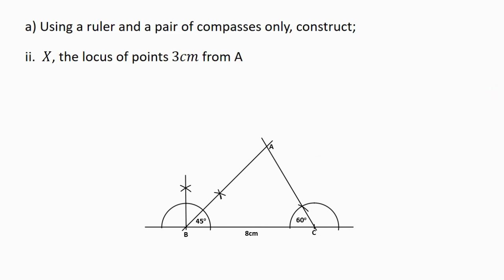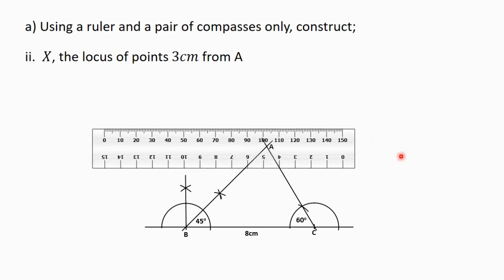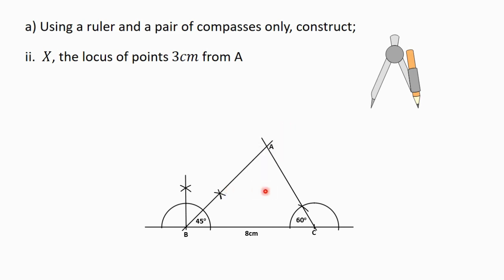To construct this, I'll bring my ruler and my compass. Then I'll measure the 3 centimeters on the ruler using the compass. So I'll put the needle on 0 and stretch the other part to 3 centimeters, which will be 30 millimeters on my ruler. I've now measured 3 centimeters on the compass. I'm going to take the ruler off so that we can continue.